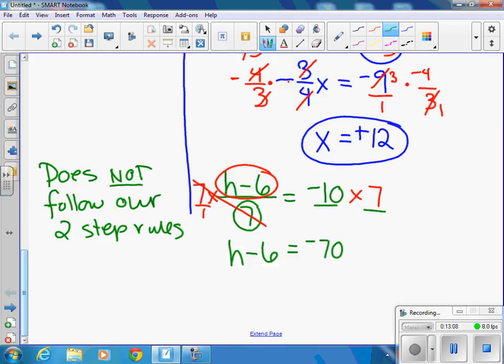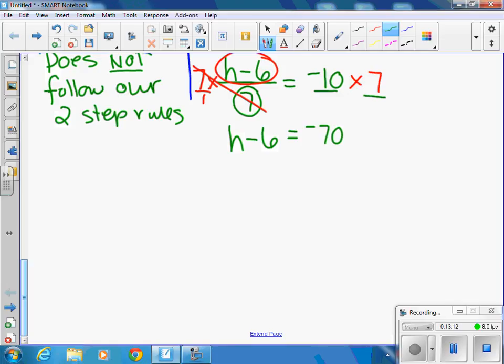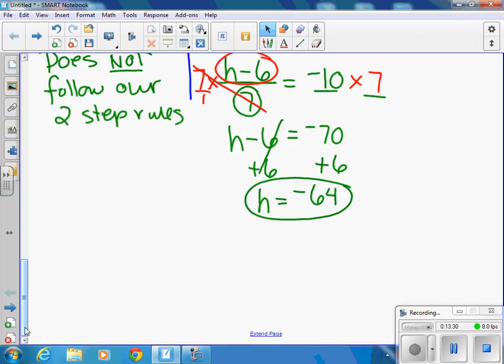All right, now this looks like my one-step equation, so it looks much better. So what I'm going to do here is add 6 to both sides, because 6 is what has to go. Cancels out. So now I have h is equal to -64. So even though it doesn't follow our rules for two-step equations, it still works out, because I just need to get rid of the number that's on the bottom, the denominator. That's what I need to do on that one.